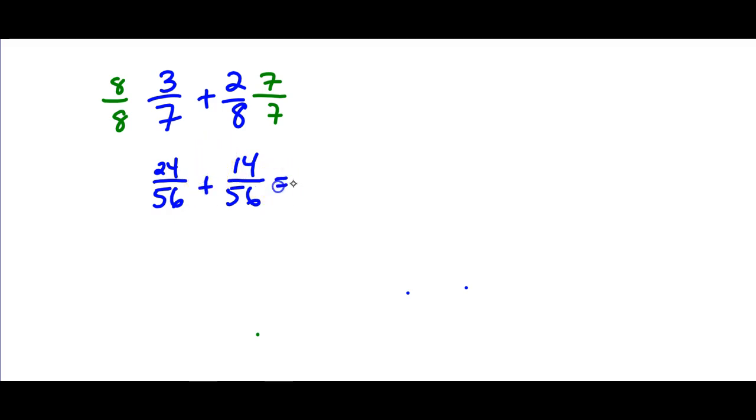And now I can just add straight across, and I get 38 over 56. And this will reduce. I know that 38 can be divided by 2. And 38 divided by 2 is 19. 56 divided by 2 is 28. And that's going to be my final answer there.